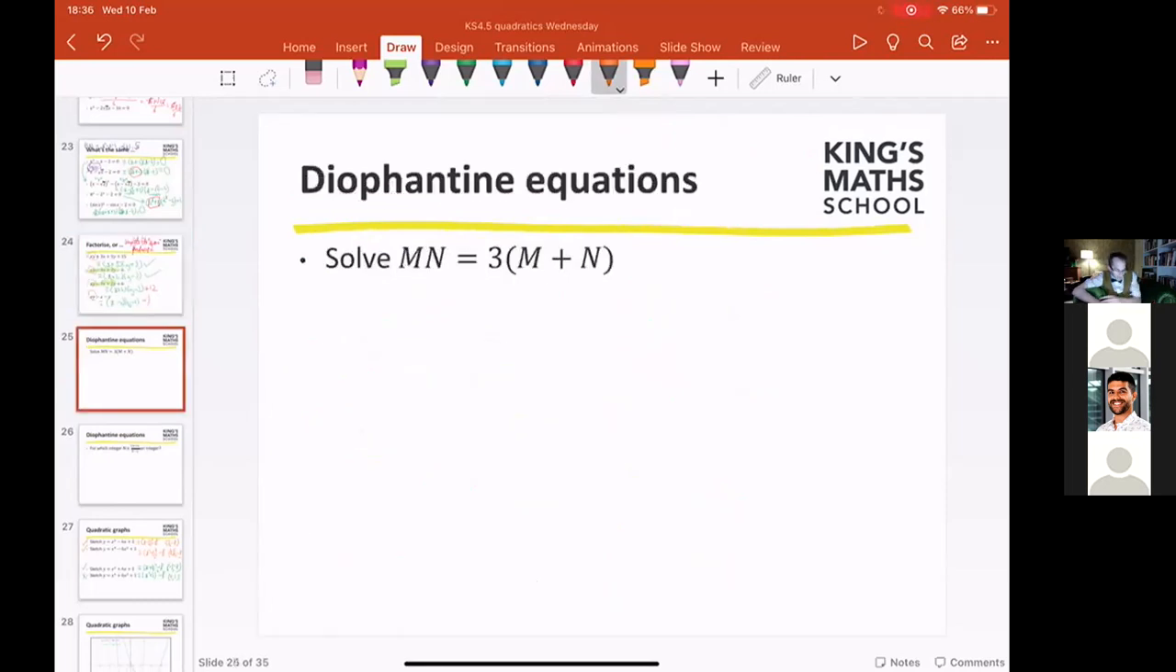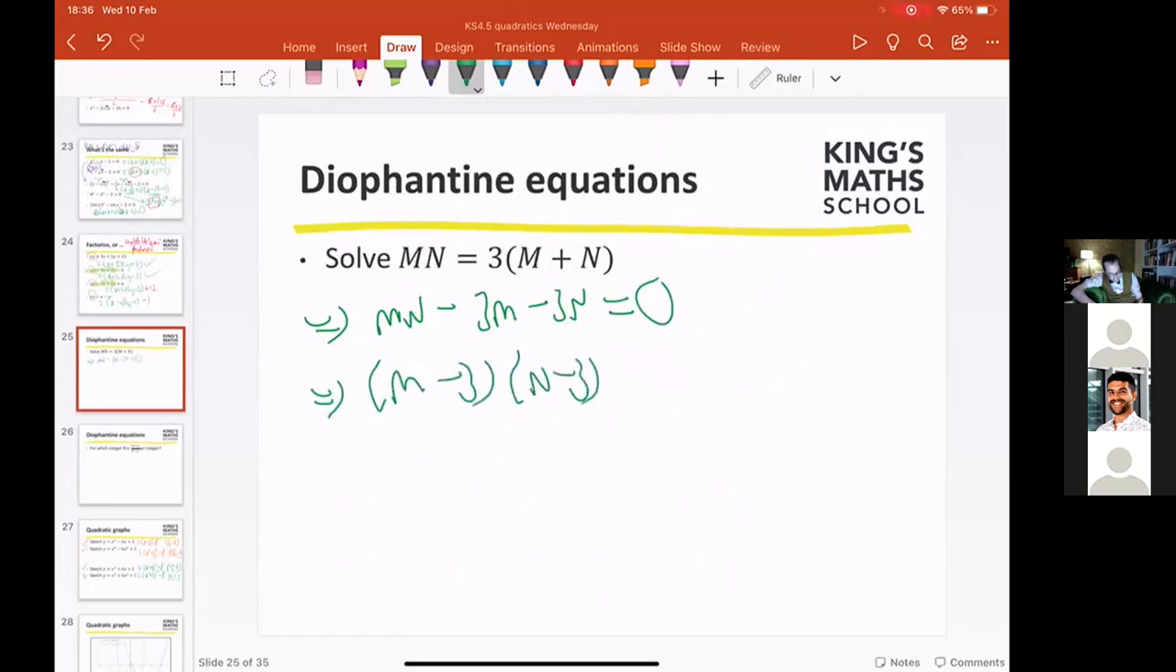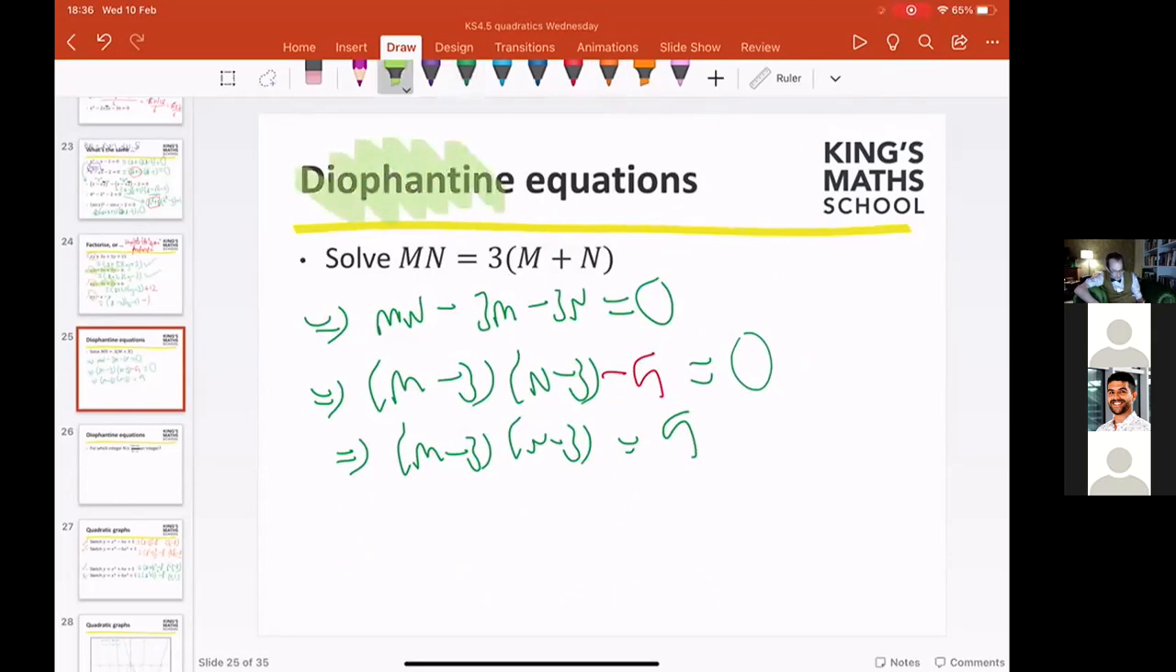And this is lovely because this brings me back to my favorite Diophantine equations. So solve this equation. I've got mn subtract 3m subtract 3n is 0. So I complete the factorization. (m subtract 3)(n subtract 3) subtract 9 equals 0. So I've got (m subtract 3)(n subtract 3) equals 9. But I want a Diophantine solution, so I only want integers.